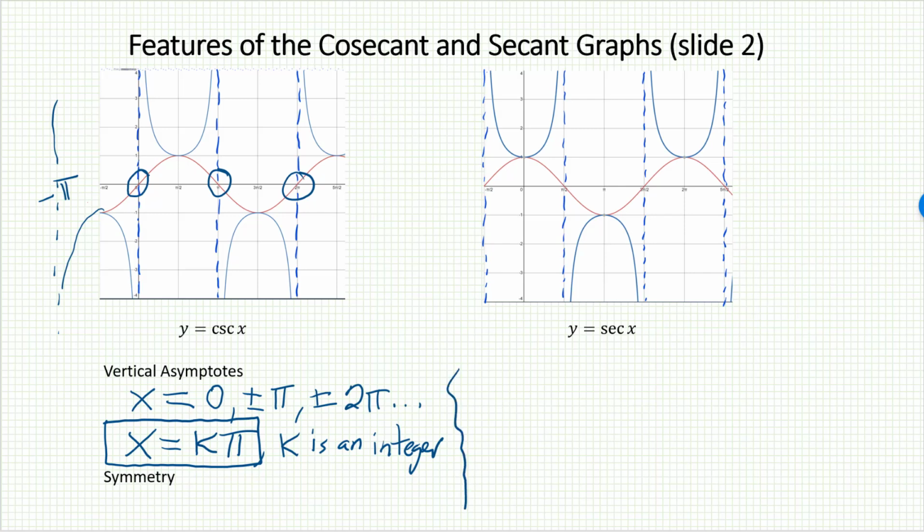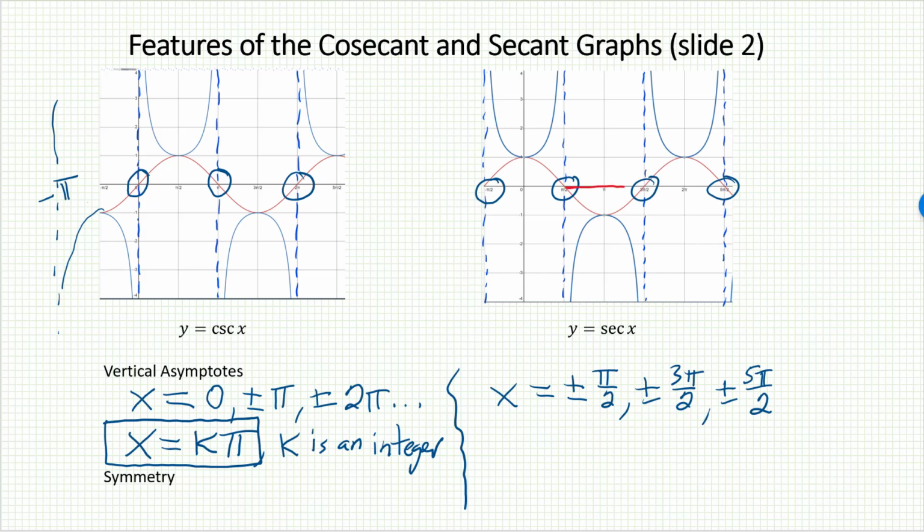It's a little bit different for the secant function. Here we have asymptotes at pi over 2, 3 pi over 2, 5 pi over 2, same numbers on the negative side, -pi over 2, and so on. Let's jot those down. So can we write a shorthand one for this? This seems a little more difficult. Well, we can. The key is to think about the distance between successive asymptotes. It's clearly the same distance. I could find it by just subtracting 3 pi over 2 minus pi over 2 and seeing what that distance is. It is, of course, 2 pi over 2, which reduces to pi.